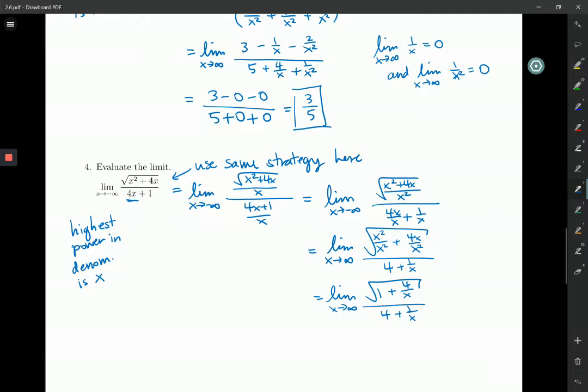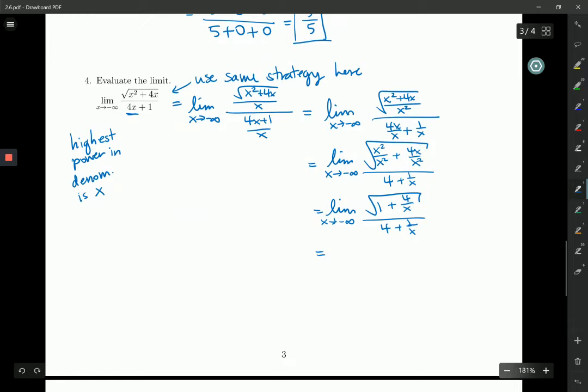And then we know that the limit as, oh, I dropped my minus, so this is minus infinity, and this is minus infinity as well. Okay, but still, the limit as x goes to minus infinity of 1 over x is 0, and the same goes for 4 over x, because it's just a constant multiple of that. So what we get is the square root of 1 plus 0 over 4. And of course that is just 1/4. And that is our answer.